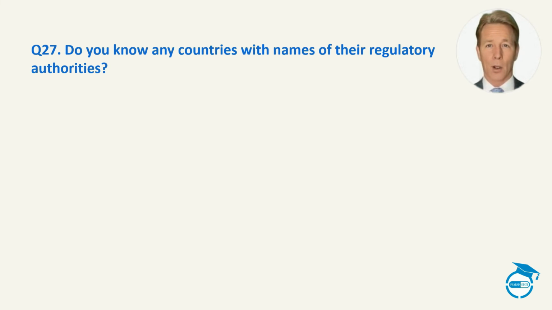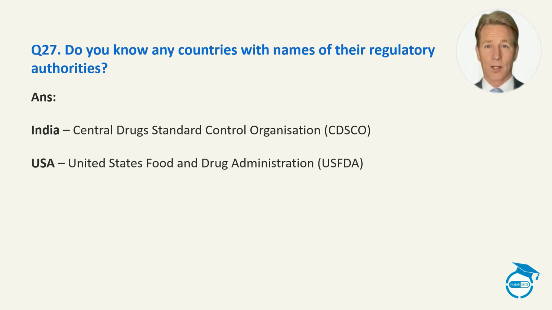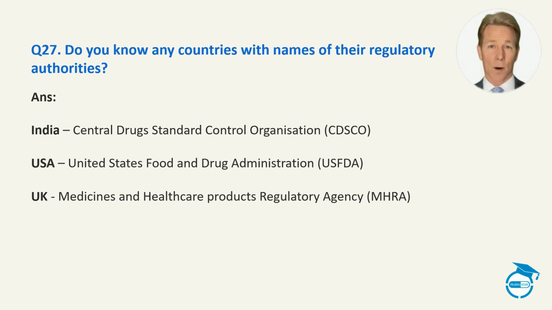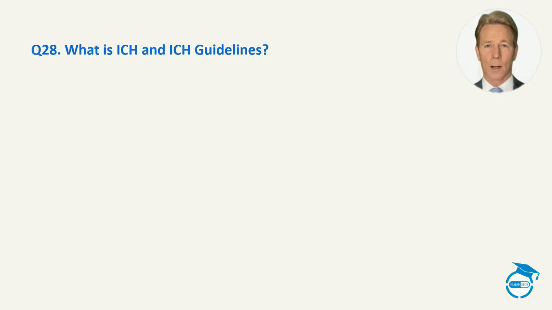Do you know any countries with the names of their regulatory authorities? India, Central Drugs Standard Control Organization. USA, United States Food and Drug Administration. UK, Medicines and Healthcare Products Regulatory Agency. Japan, Ministry of Health, Labor and Welfare. Brazil, Anvisa.